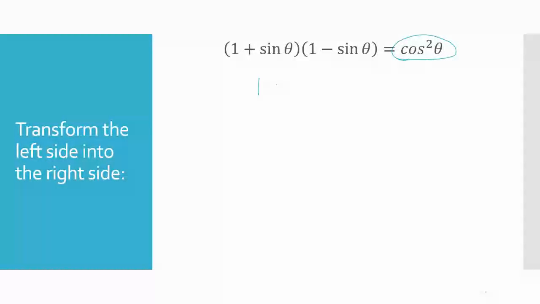Which means that I have 1 minus sine squared of theta. Now, one thing I want you to note is that when you are squaring things, you're not squaring theta, you're squaring the trig function. You're squaring sine, cosine, tangent. You are never ever squaring the theta on this. So let's keep going.